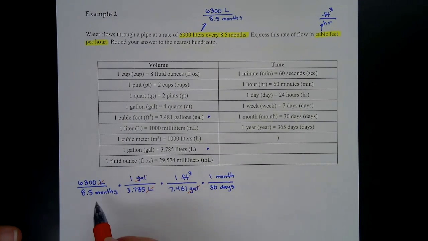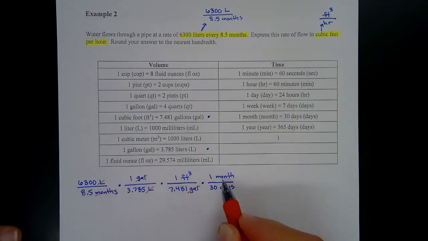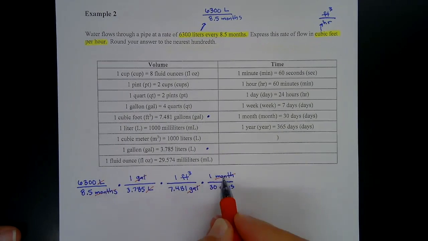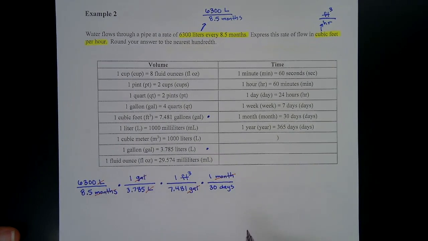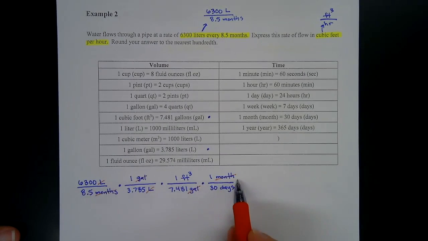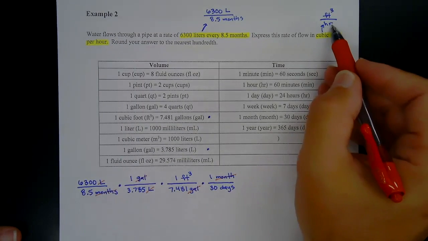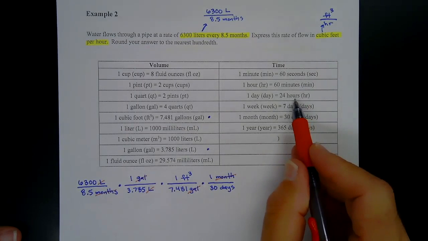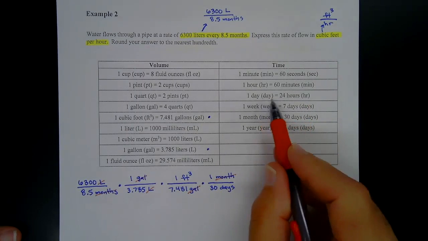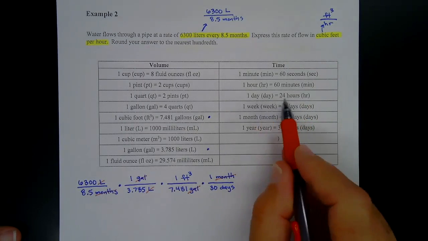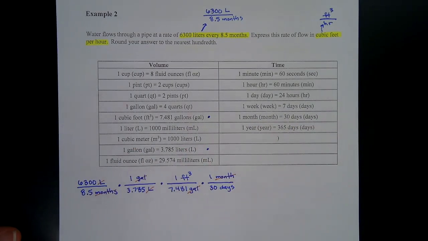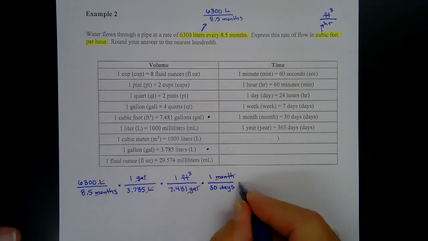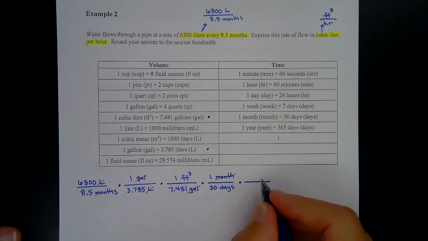Okay, so this month cancels with this month, right? Because this is the month on bottom, this is the month on top, cancels, right? What do we have now? We have cubic feet on top. And what do we have on the bottom? We have days. I want hours, right? Well, once again, we know 24 hours is 1 day. So I can use this to convert days to hours, and I'll have it, okay? So I'm going to multiply by, okay, now I want days on top so they cancel.